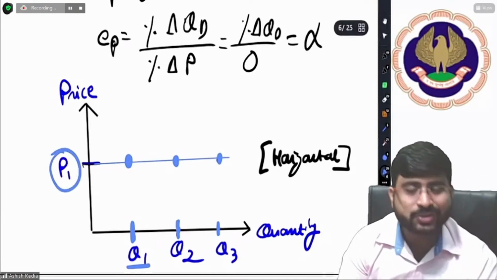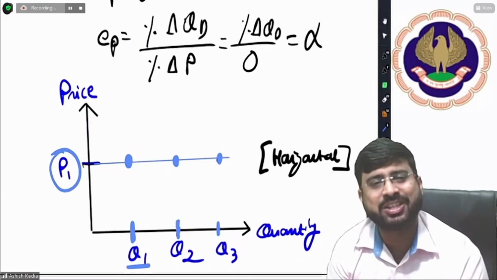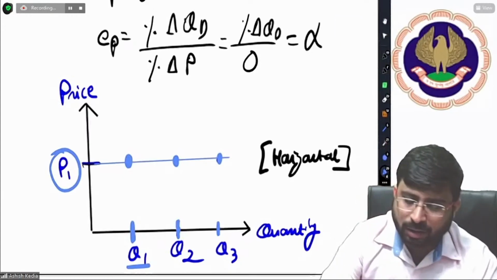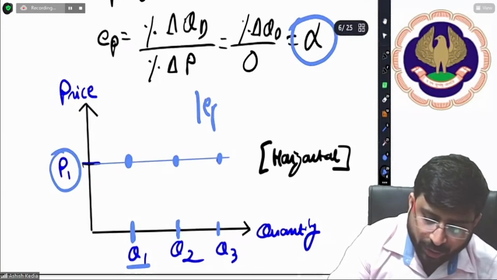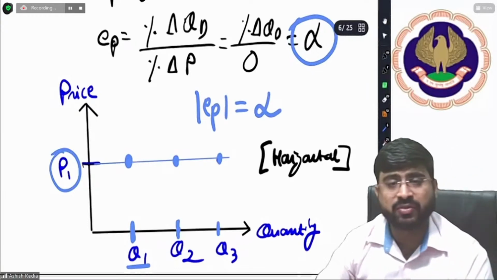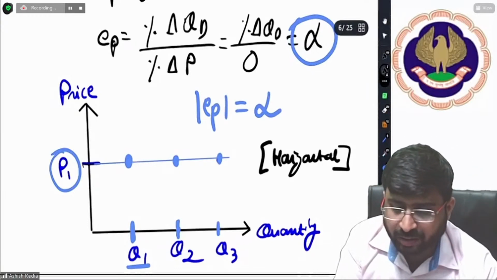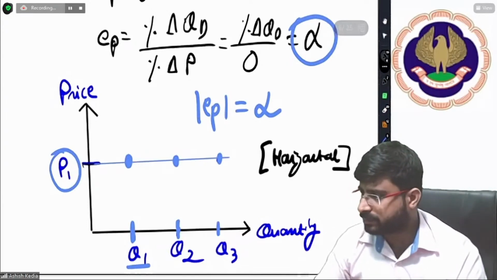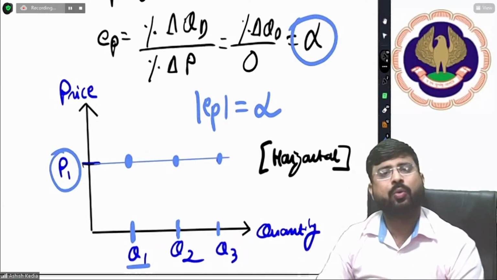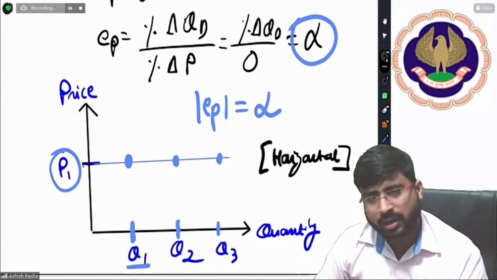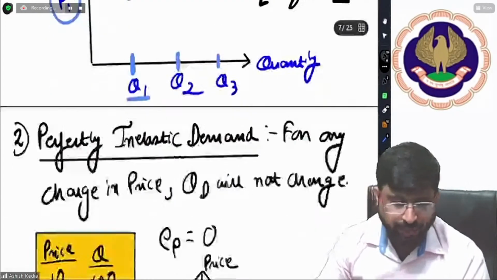Remember, here price is constant. Quantity keeps on changing. Perfectly elastic demand, value is infinity. Obviously, we are considering the modulus values only. Oh, acha. Understood, sir. Very good, my dear friends.